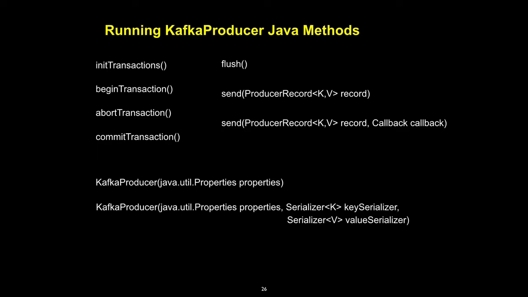Now, if you actually want to write a producer in code, it's pretty simple. Here's pretty much all the methods. There are a few other methods I didn't write down, for messages in the API for transactions. There are a couple of sends, and then a few constructors to create a producer.